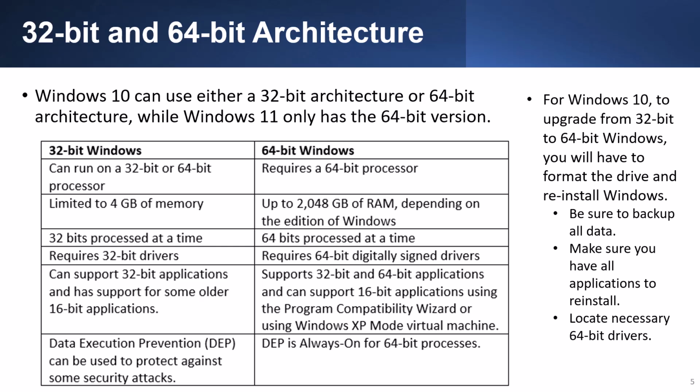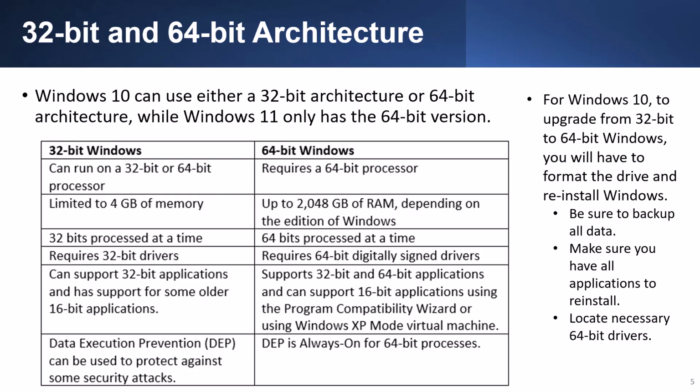The 32-bit versions of Windows can only run on 32-bit or 64-bit processors, are limited to 4 GB of memory, and have limited processing compared to 64-bit processors. It can support 32-bit applications and some older 16-bit applications. Data Execution Prevention, or DEP, is used to protect against some security attacks.